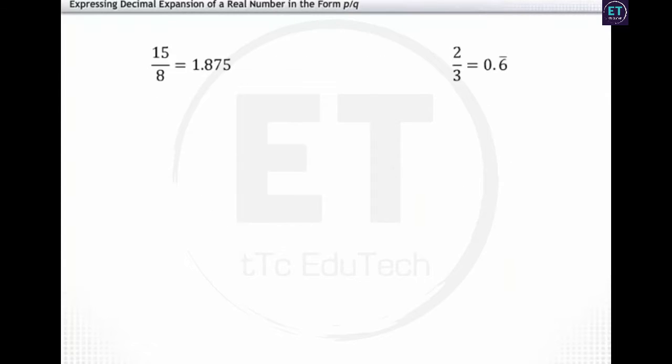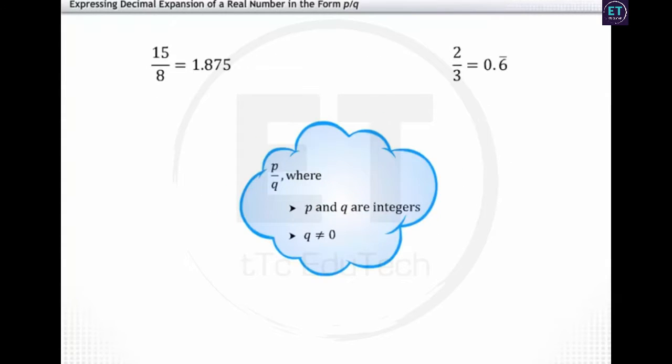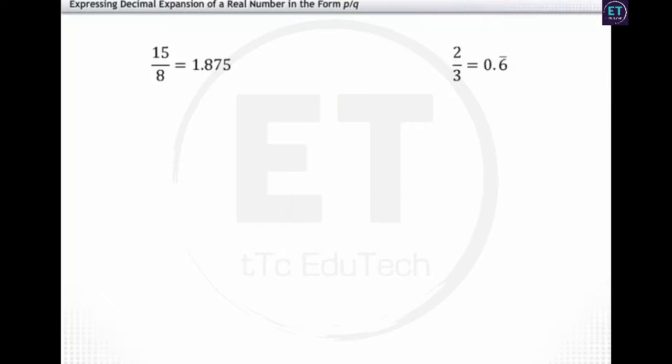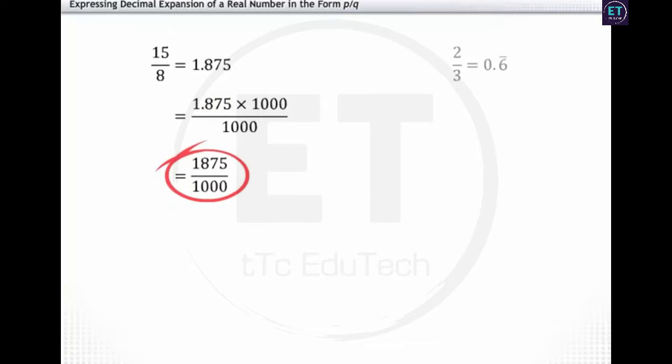Let's now express a terminating or non-terminating recurring decimal in the form of p divided by q, where p and q are integers and q is not equal to 0. Let's begin with the first example. Here the decimal expansion is terminating. Converting a terminating decimal into a fraction is very simple. Multiply and divide the decimal by 1000 since there are 3 digits after the decimal point. The obtained fraction is a rational number.